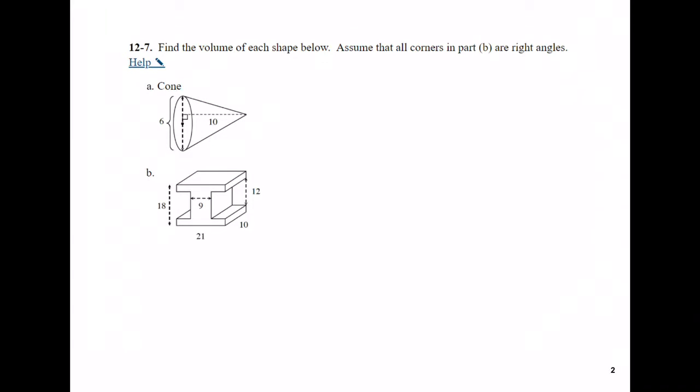12-7 says, find the volume of each shape below. Assume that all corners in part B are right angles. So looking at the cone, I know that I need to find the area of my base, which has a diameter of 6, so my radius is equal to 3. So the area of a circle is pi r squared. So pi times 3 squared is equal to 9 pi.